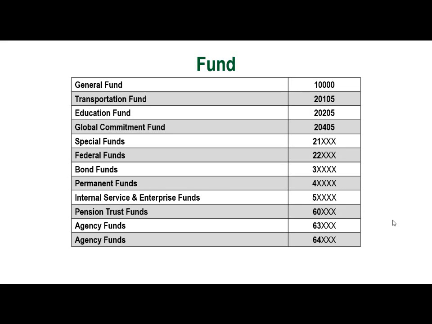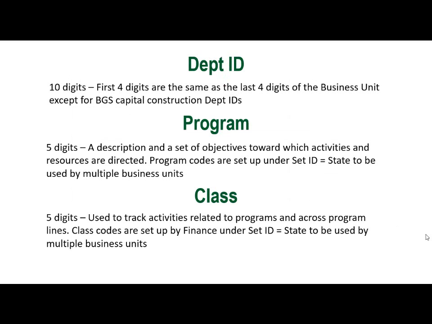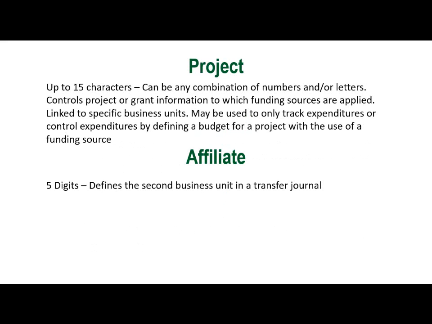Fund codes are 5 digits long and determine where the money is coming from. The general fund, for example, is 10,000. Department ID codes start with the last 4 digits of the business unit they are under, except for BGS Capital Construction. Program and class codes are set up under the state set ID so that they can be used by multiple business units. Class codes are set by finance and used statewide.